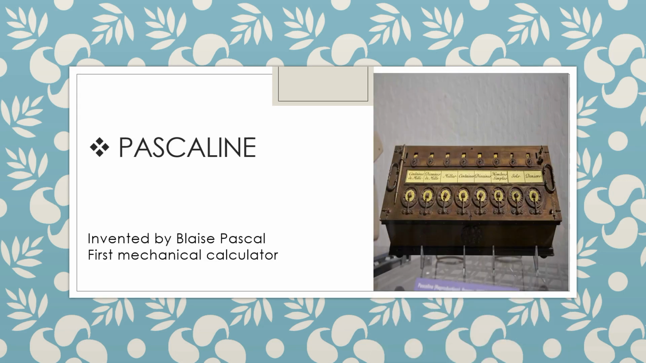Pascaline. The Pascaline was the first mechanical calculator. It was developed by Blaise Pascal in the year 1642. It consisted of a rectangular box with numbers written on rotating wheels. It could perform addition, subtraction and carry tens, hundreds and thousands between digits.